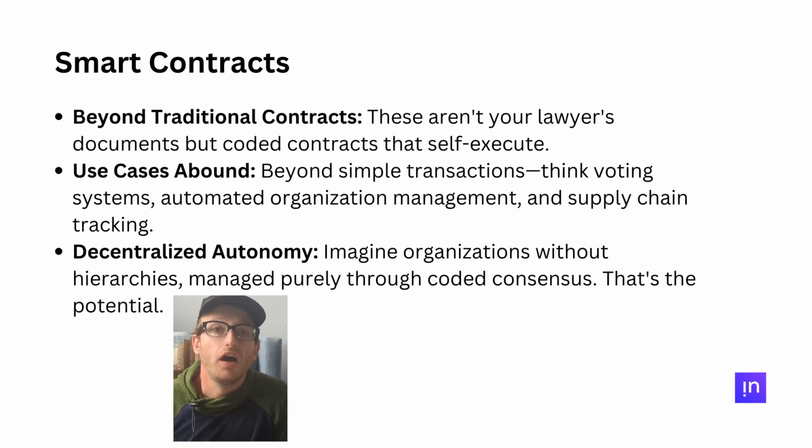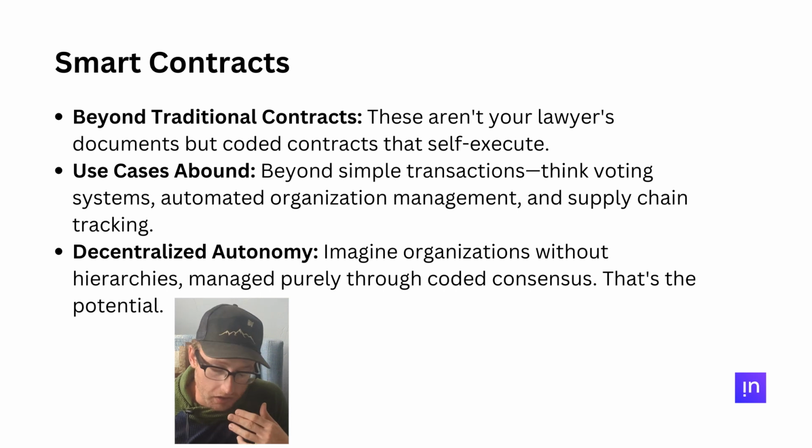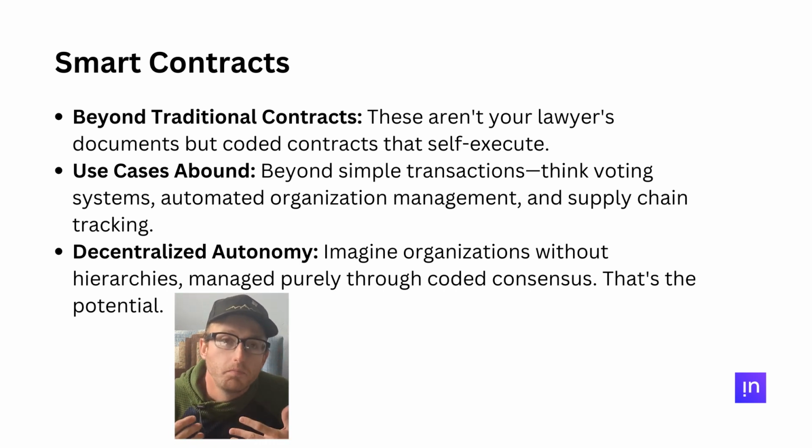Third thing we're going to talk about are smart contracts. These are a lot different than the contracts that you typically work with in real life, but they function in a similar way. They're documents that are coded contracts that self-execute themselves based on the terms of the coding that's written into it. Beyond just simple transactions, there's a lot of use cases for this. Think about voting systems, automated organization management, and things like supply chain tracking as well. Because of the self-executable nature of smart contracts, it also helps enable the decentralized autonomy that often happens within Web 3.